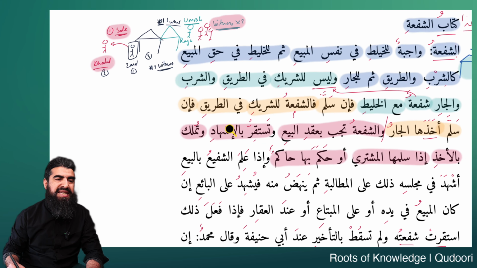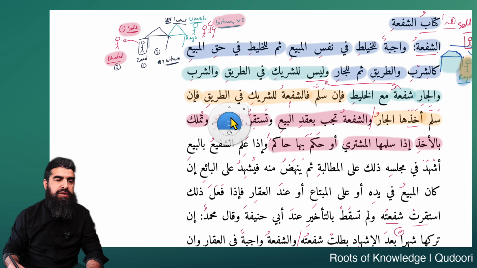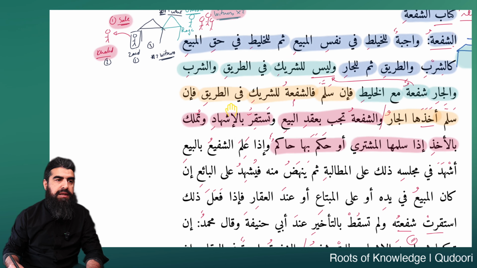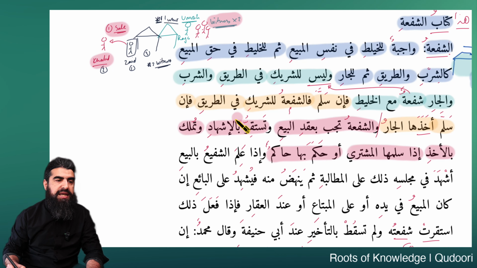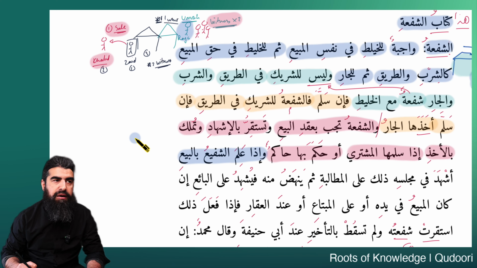So what are the details of all of this then? Let's have a look at the details. He says, وَإِذَا عَلِمَ الشَّفِيعُ بِالْبَيْعِ. So this guy, Raja, he's now become aware of the transaction. So he's become aware of it.